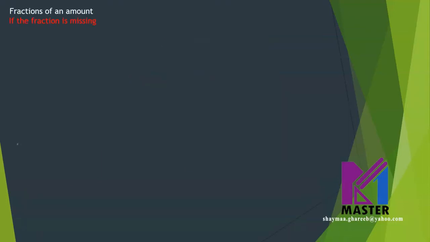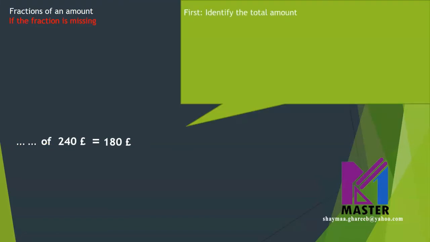Let's see. Example. What fraction of 240 pounds equals 180 pounds? What should I do? I have the total amount and I have the answer, or the amount, and I don't have the fraction. How to get this fraction? Very easy one. First, identify the total amount. Which of these amounts is the total amount?